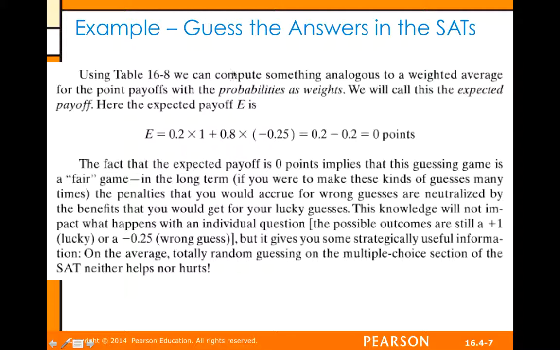Expected value and probabilities in general don't tell you anything about the short run, about doing things twice or 3 times or 4 times. But if you guess hundreds of times, dozens of times, then yes, you would expect your benefits to balance out with your penalties. So this expected payoff being 0 is a statement about doing things over and over again many times, not twice, not 3 times, whatever.